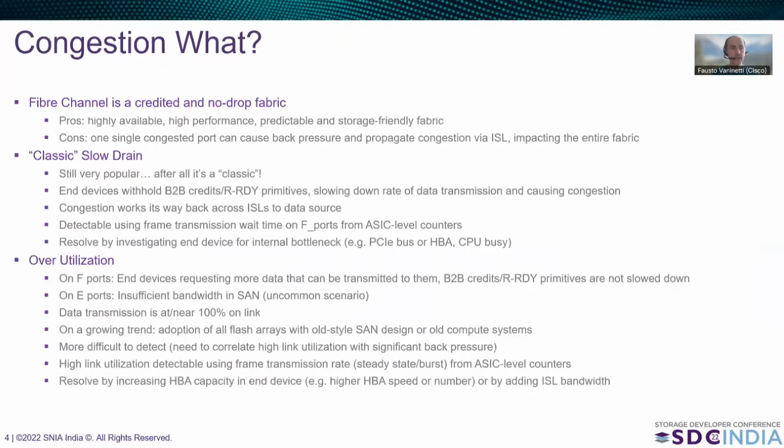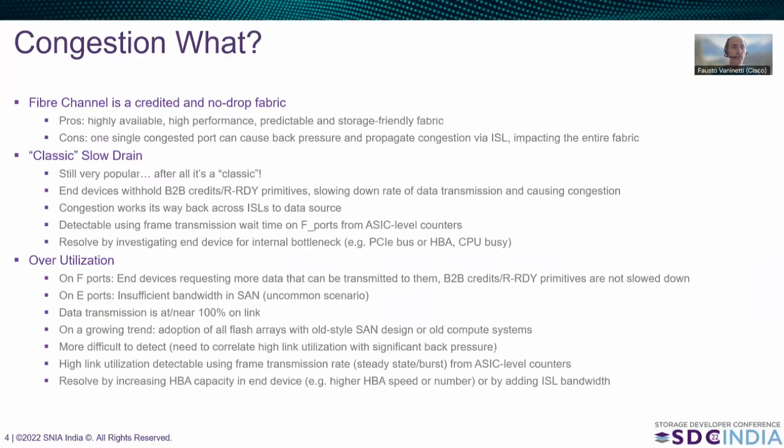If you want to detect a classic slow drain situation, you can look at the frame transmission wait time on F ports, and this is possible with ASIC level counters. The solution to classic slow drain would be investigating the end device for internal bottlenecks. For example, you might have a misbehaving HBA, or the CPU of your server could be very busy with an antivirus solution or some other task.